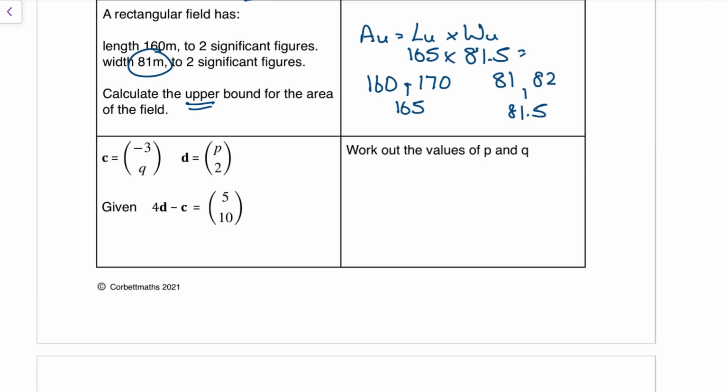Calculate that out, 165 times 81.5 is going to give me 13447.5. And actually I'm just going to roll that down. 13447.5. Now, just as a slight aside, you might wonder why sometimes I round to something and sometimes I round to something else. The question doesn't tell you. 3 sig fig is often a good number to use, but obviously go with the question.